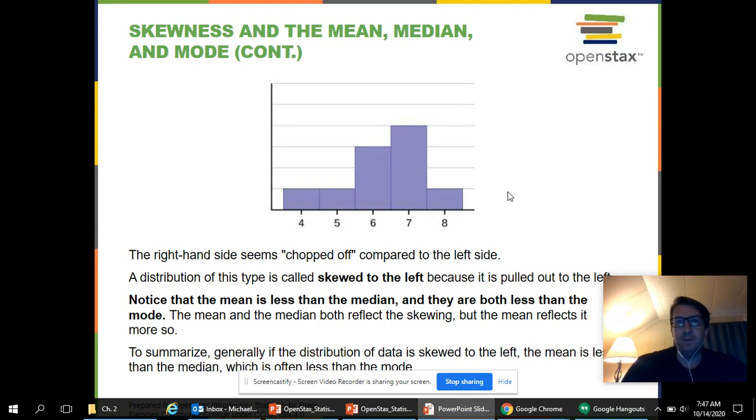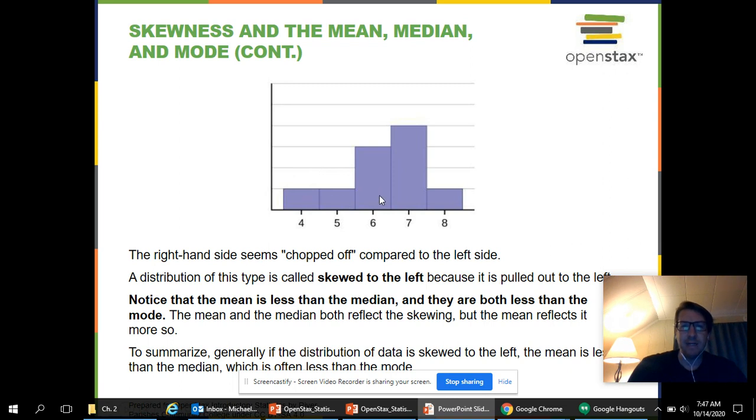Now we're going to get to skewed data displays. Skewness is referring to the side that has extra data. In this one, here they talk about how it's been chopped off. This is called skewed to the left because it's been pulled out, it's been stretched. The extra data is on the left-hand side. That extra data on the left-hand side is going to bring our average down. So it's going to lower the average.